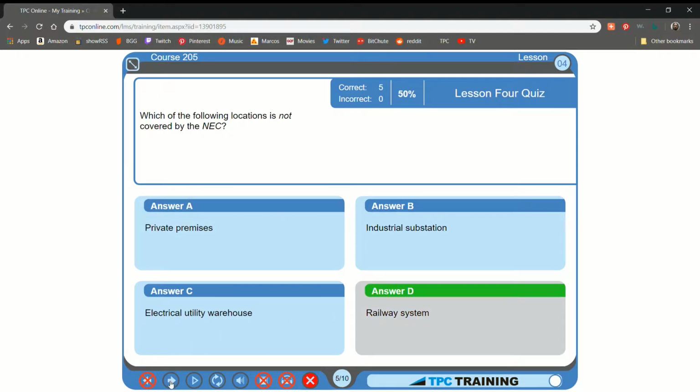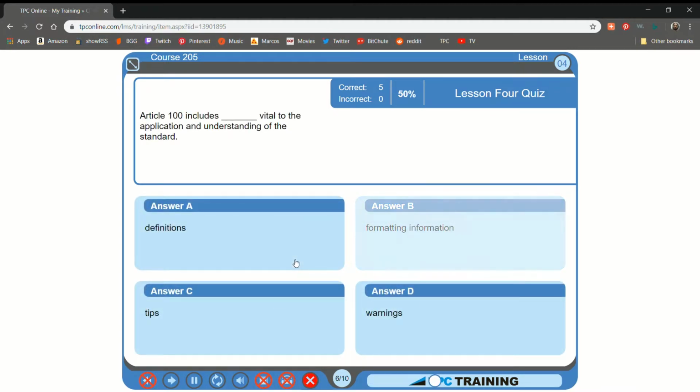That is correct. Article 100 includes A. Definitions, B. Formatting information, C. Tips, D. Warnings vital to the application and. That is not correct.